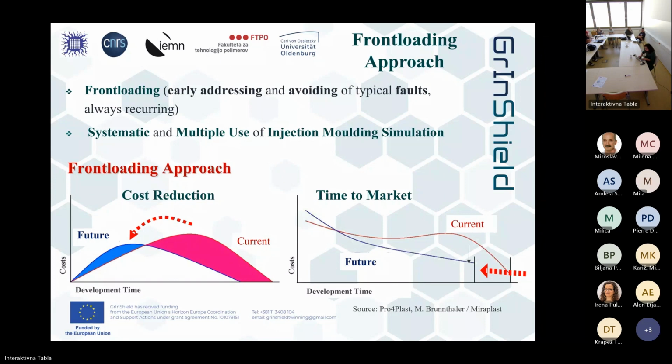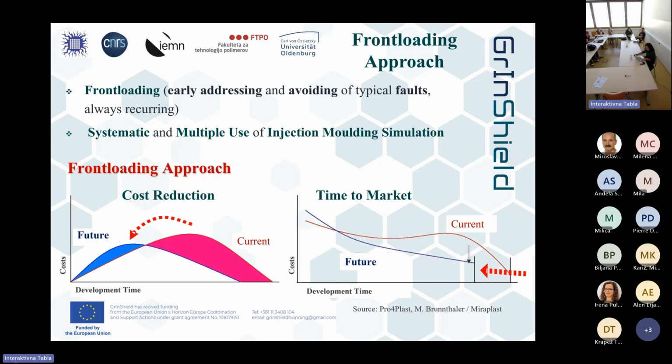So, if the companies develop, they today use the so-called front-loading approach. And front-loading means nothing else than that we early address and avoid in the development typical faults. Here you see the costs over the development time for a plastic part. So that is the current situation, the red curve.